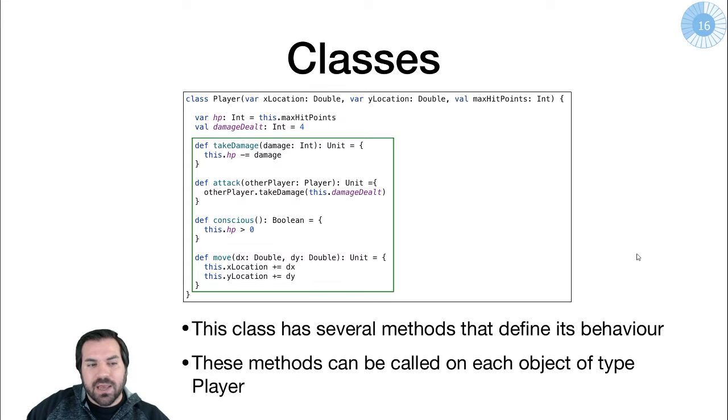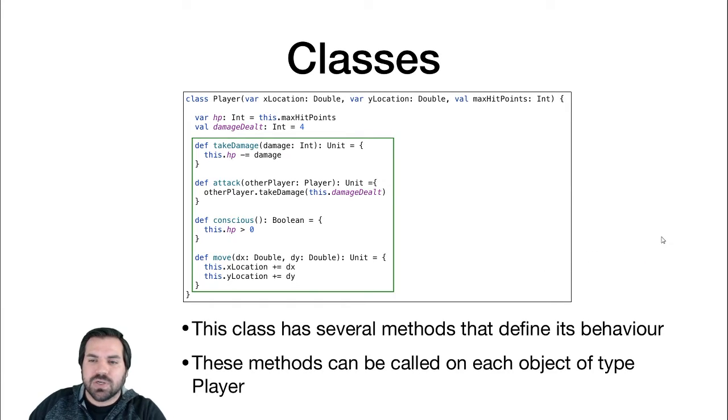Along with state, we have behavior. So we have 4 methods here that can be called from any player object. Any player that we create using this class is going to be able to have these methods called. If we have access to a player object, we're going to be able to say player.takeDamage, player.attack, player.conscious, player.move. We can call these methods with any player object that we have.